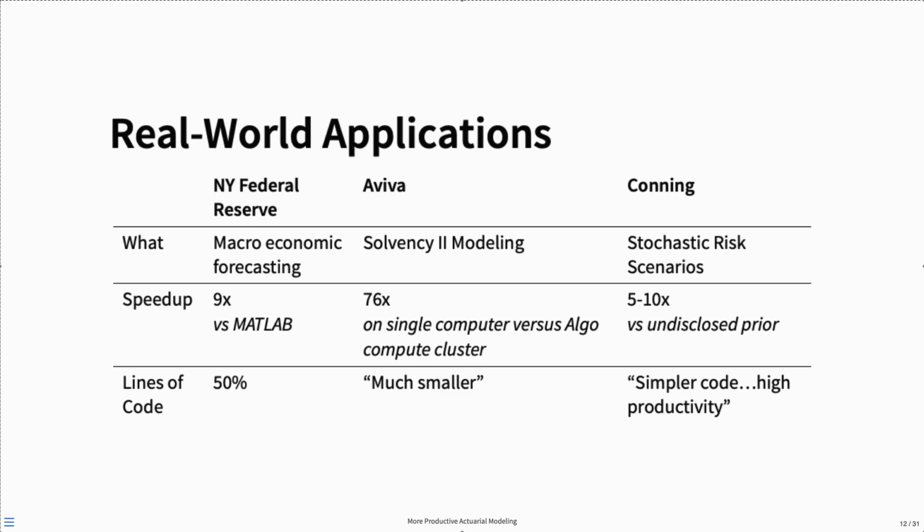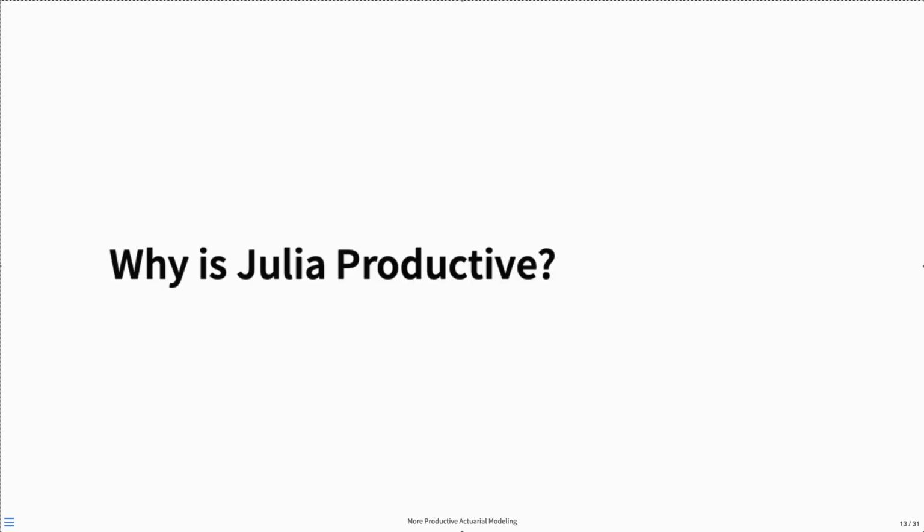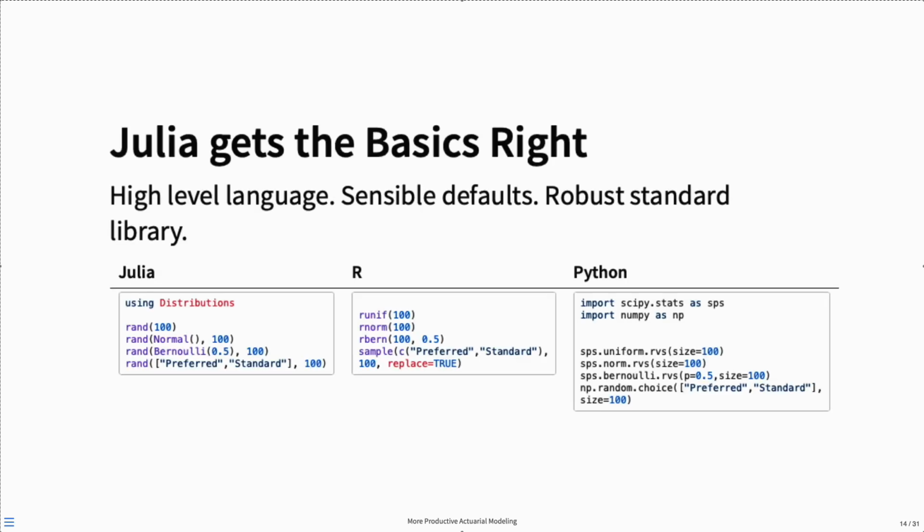One other actuarial/financial example is Conning, which implemented some of the stochastic risk scenario modeling. They found that their solution was 5 to 10 times faster, but didn't say what they were migrating the code base from, but described Julia as having simpler code with very high productivity. Why is Julia so productive as a language? I would describe it as that it's a high-level language that has very sensible defaults and a robust standard library, and it gets the basics right.